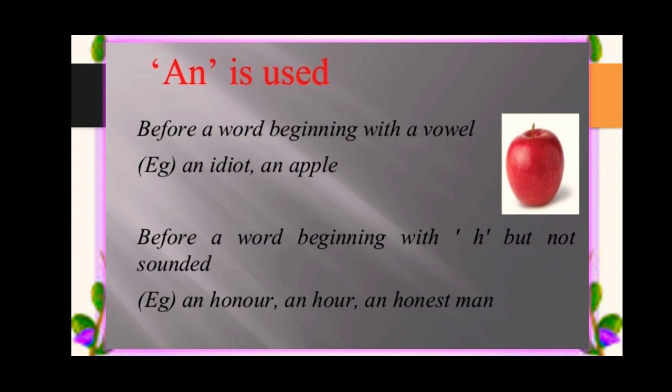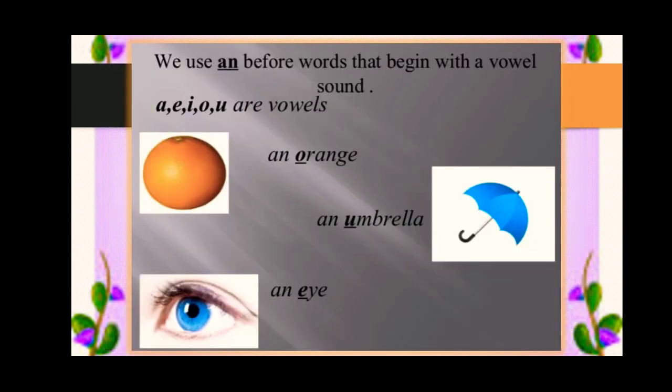So when we read honour, it's not 'honor' with an h, it's 'onor'. So it would be an honor, an hour, an honest man. H is silent here, and that is why we will use an here. We have a few more examples: an orange, an umbrella, an eye, and all these words start with a vowel sound. That is why we are using an here.